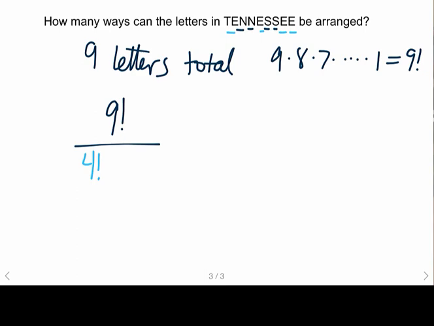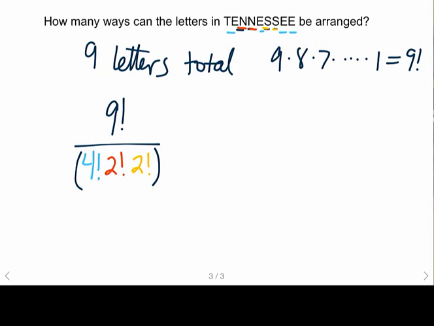And then there are 2 N's, and so we actually have to divide by 2 factorial, which is the same as dividing by 2, but we'll keep going. And then there are 2 S's, and so we have to divide again by 2 factorial. So actually our answer is 9 factorial divided by the quantity of 4 factorial times 2 factorial times 2 factorial. Now there's no fancy calculator button for this. There's no fancy name for it. It's just being aware of what's going on.